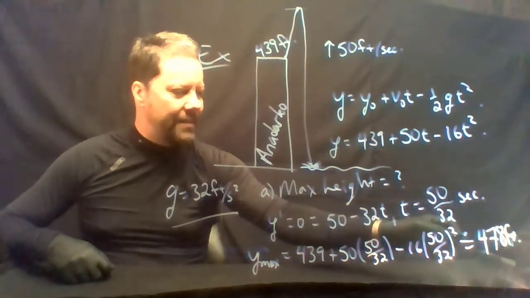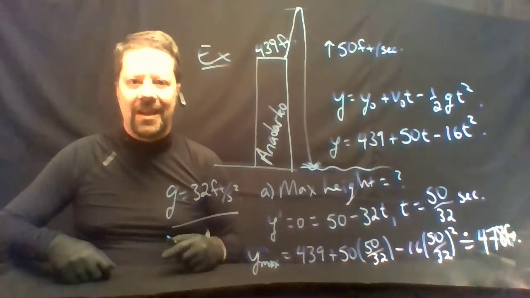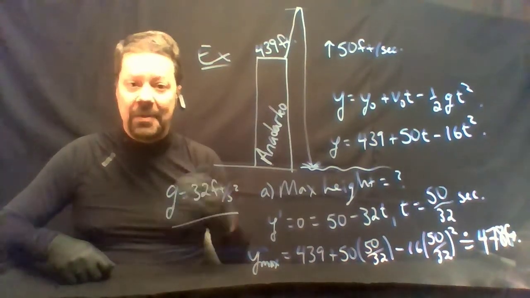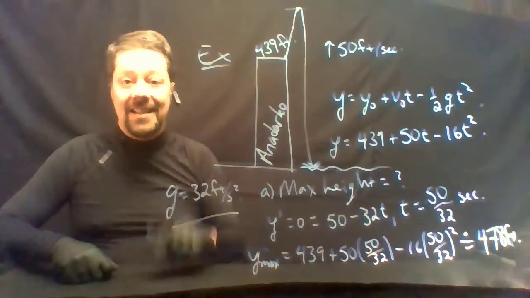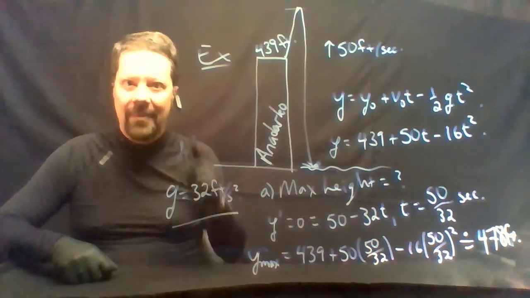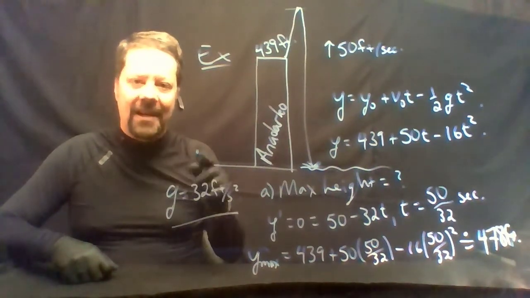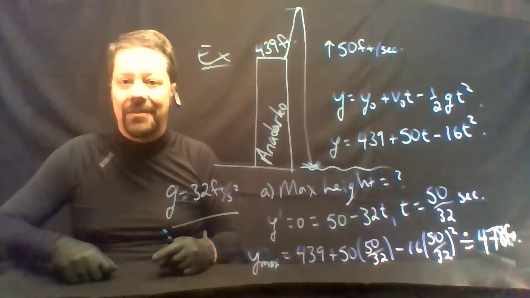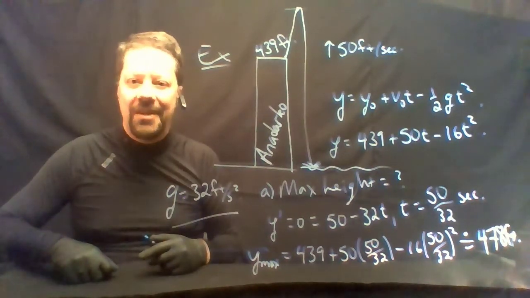Notice I've put a dot over the equal sign. When I do that, it has a specific meaning. It doesn't mean approximately equal to. It means that I'm rounding to some decimal place accuracy. In this case, to the nearest unit's digit.